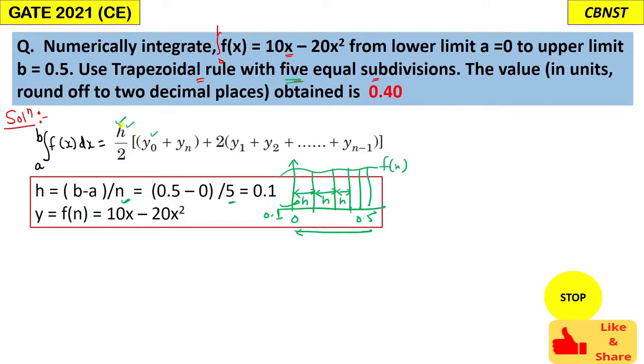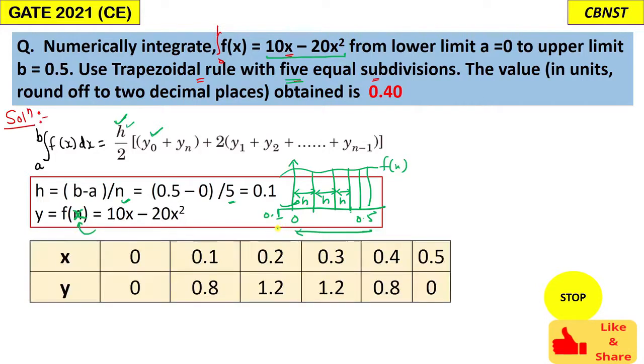Now after we have got this value of h, we need to find the various values of y, y0, y1, and so on. We know that this is the function, so this is not fn, this is actually f of x, which is 10x minus 20x to the power 2. For finding the values of the various y, we need to put in the various values of x. So how will we get the various values of x? Here you can see I have written various values of x.